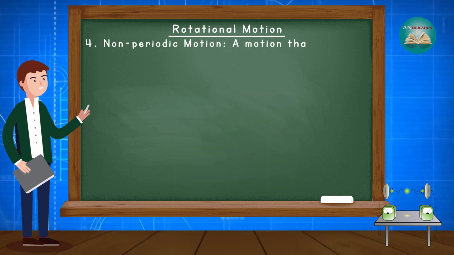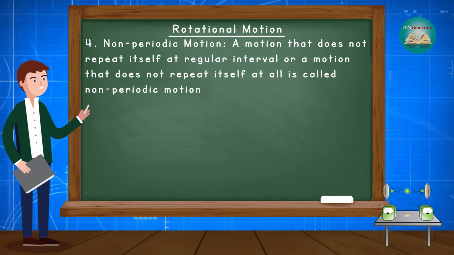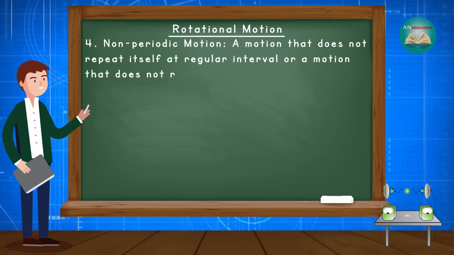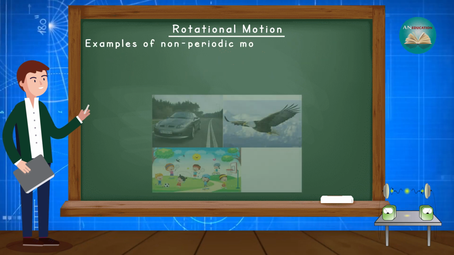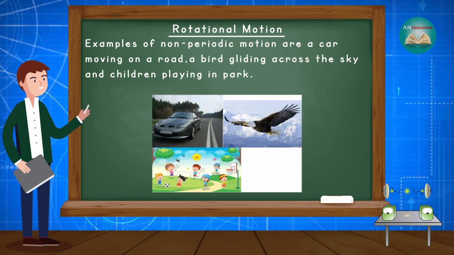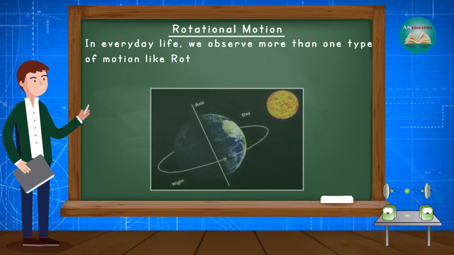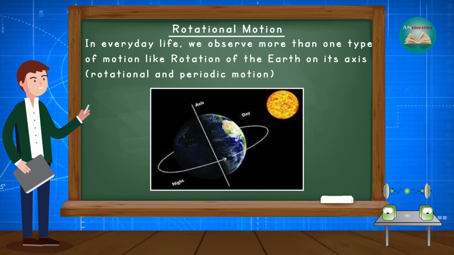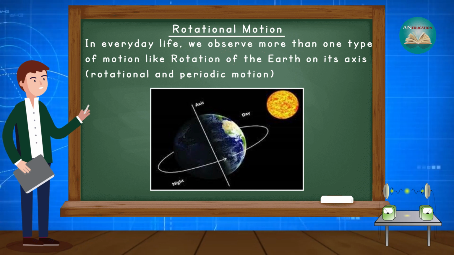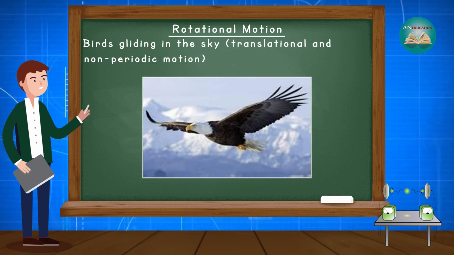Fourth is non-periodic motion, a motion that does not repeat itself at a regular interval or does not repeat itself at all is called non-periodic motion. Examples of non-periodic motion are a car moving on a road, a bird gliding across the sky, and children playing in the park. In everyday life, we observe more than one type of motion, like rotation of Earth on its axis, rotational motion and periodic motion, and a bird gliding in the sky, translation motion and non-periodic motion.